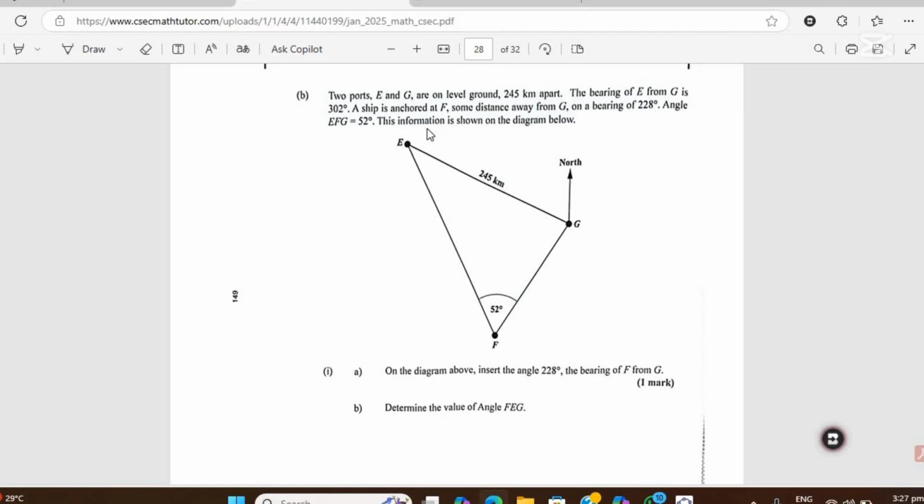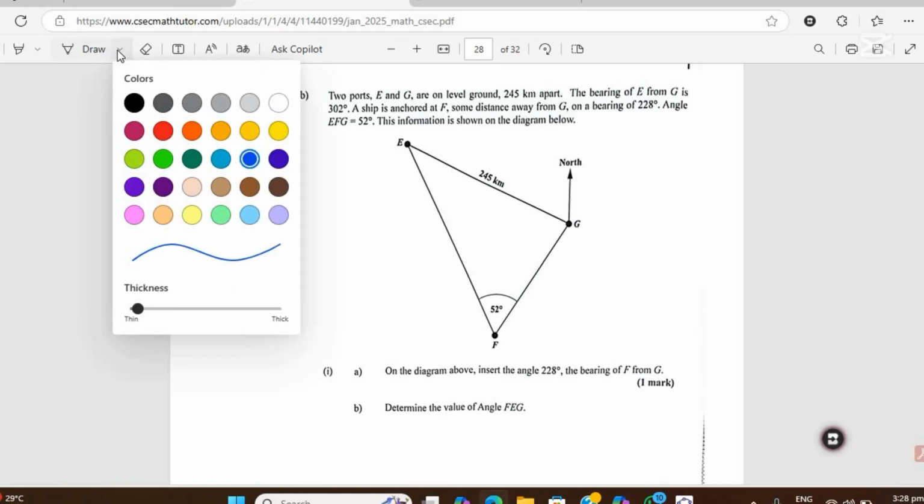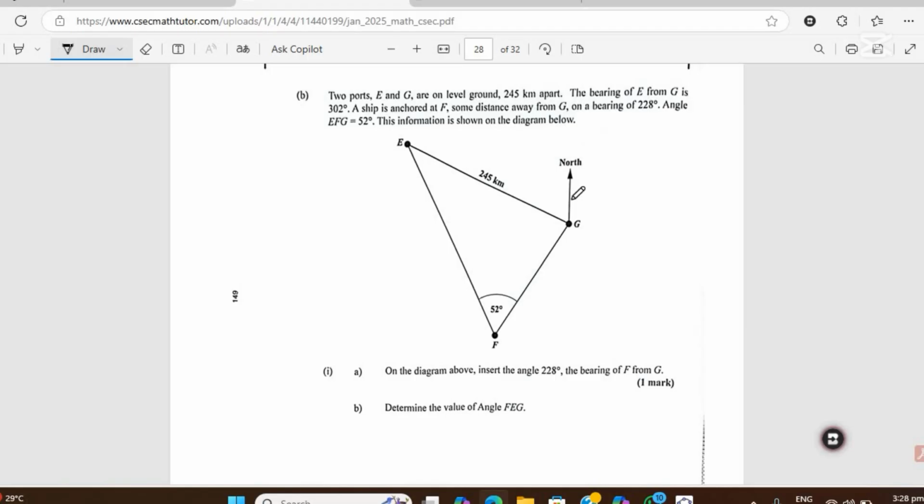The bearing of E from G. So let's look at that statement. Let's think about where that north line should be if I say the bearing of E from G. If you just remember that we're going to start at G since it says from G. The bearing of E from G is 302 degrees. So we can put in that information because you just learned all of that.